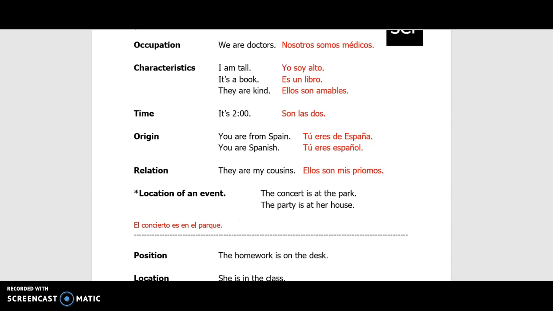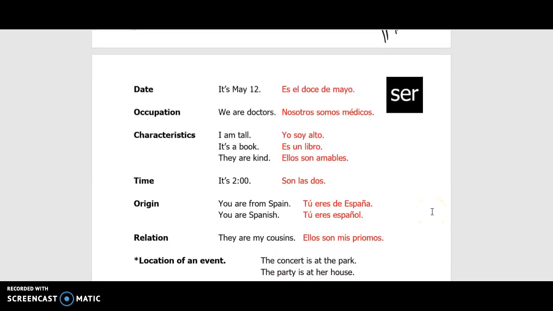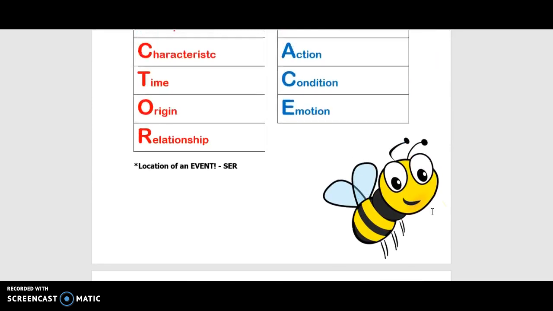Boom. Okay. The party being at her house. That is also the location of the event. La fiesta es en su casa. It's at her house. All right, we'll bump these over a little bit so they look more in line. I just didn't have as much room here on the side. I was afraid I was going to run out of room. So those are all forms of ser. Okay.